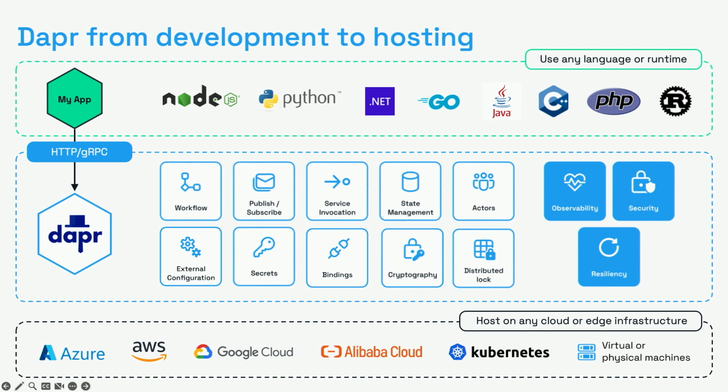If you've ever built distributed applications, you've probably written a lot of code to handle things like publish-subscribe communication. How do I do secure service invocation with mTLS? How do I do state management, right? I want my applications to be able to securely access and retrieve state. I also want to do things like maybe even distributed actors, running stateful workloads at scale, or even implement workflows.